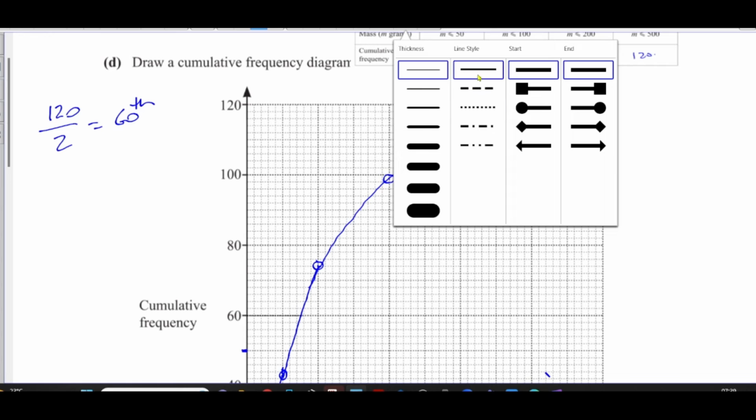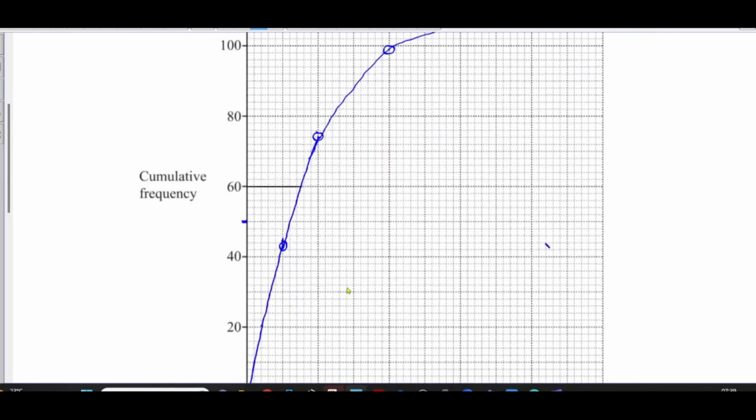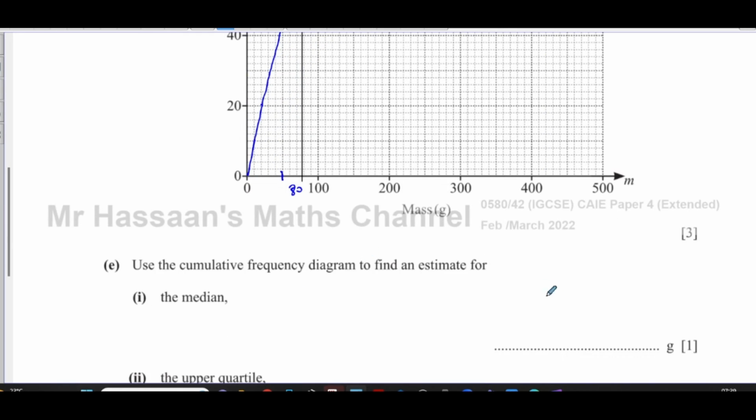You go to 60, draw the line across, going all the way across to where it hits the curve, and then you see what value we end up with on the x or the mass axis. So here we've got this is 50, that's 60, 70, 80, 90, 100, so it's about 80. That's 80, 50, 60, 70, 80. It's around 80, so the median is 80 grams.